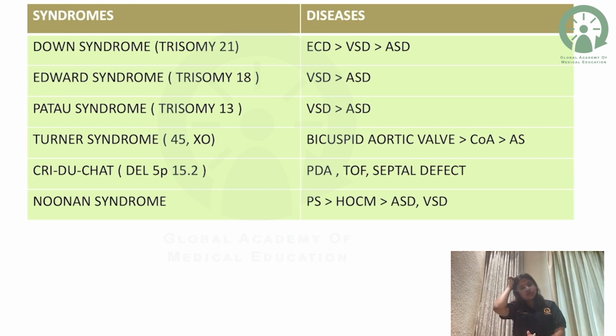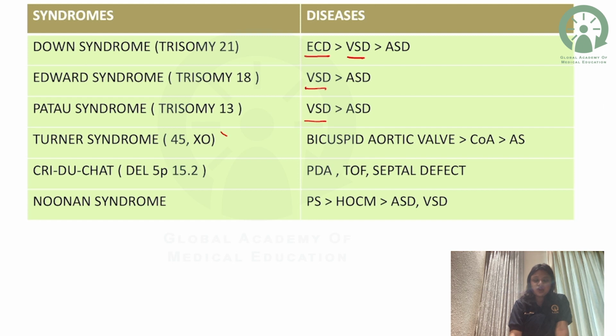Now we'll read some of the syndromes which are associated with heart disease. First is Down syndrome or trisomy 21. In Down syndrome, the most common heart disease is endocardial cushion defect. ECD is endocardial cushion defect. After that, if you're asked about the second most common heart disease in a child with Down syndrome, the answer will be ventricular septal defect. In trisomy 18 and trisomy 13, that is Edwards and Patau syndrome, in both cases ventricular septal defect is more important.